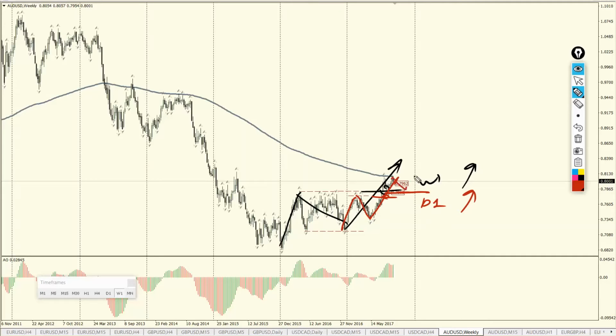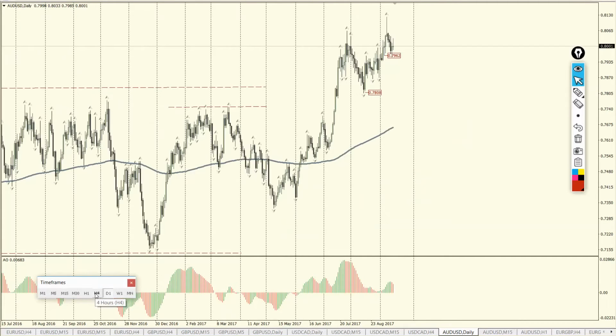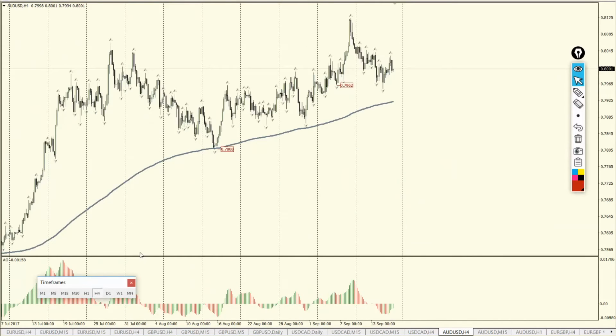As long as this pivot is not broken, I will be looking for this pair to proceed with its trend of weekly and D1 level up. But again, I am opening my trades intraday, so for me H4 is a more important time frame.